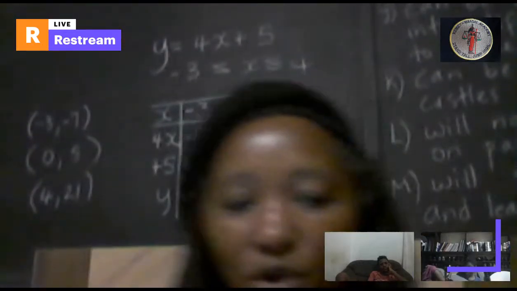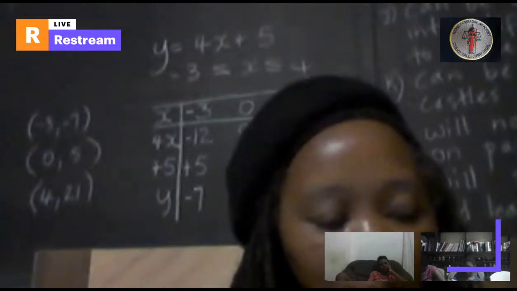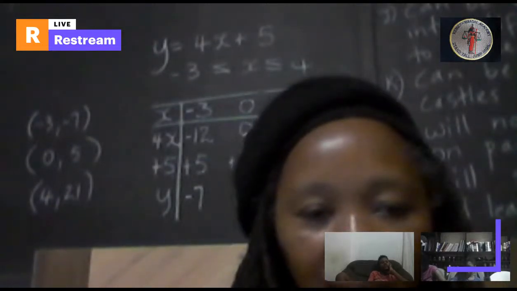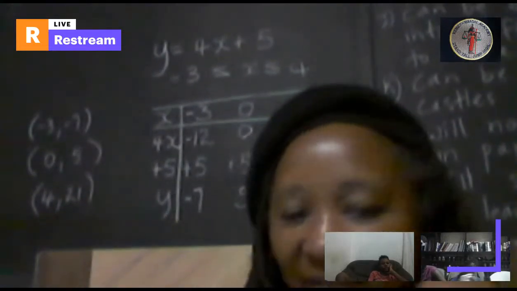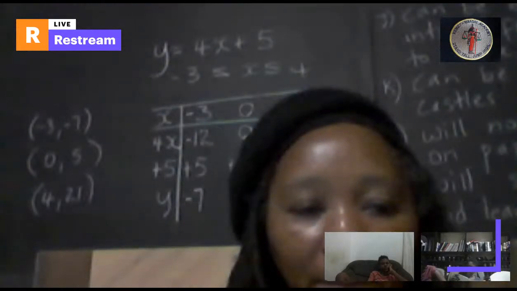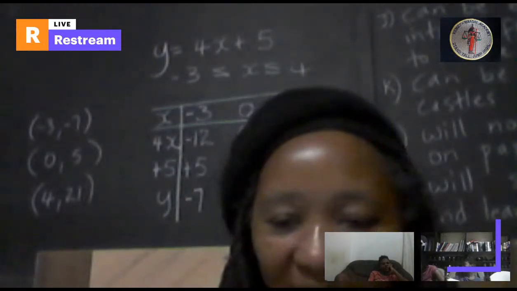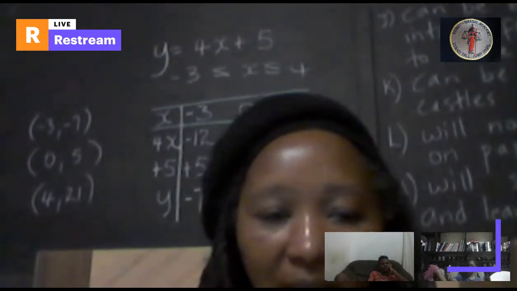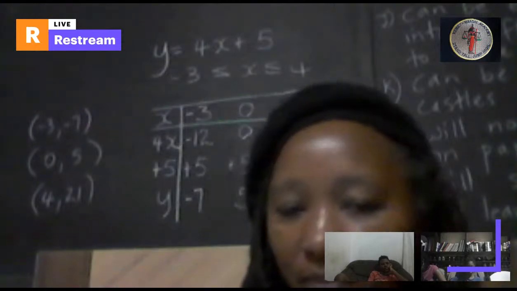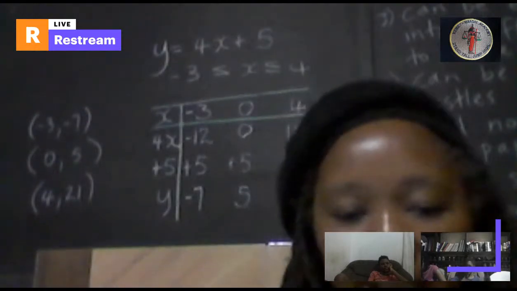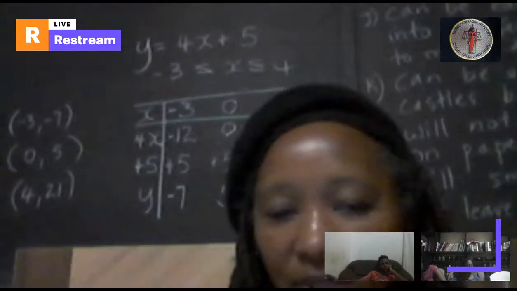So those are the points we're going to plot. Write them down so we'll remember them. So it's negative 3 to negative 7, 0 to 5, and 4 to 21. All right, so let's go back over and share our screen.